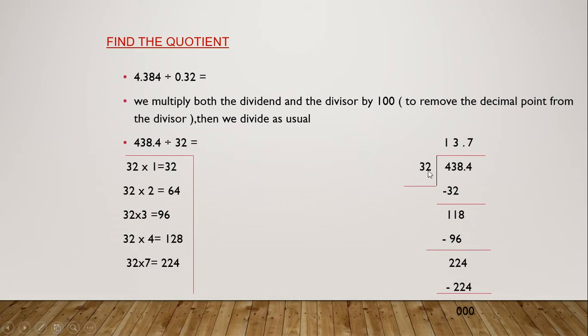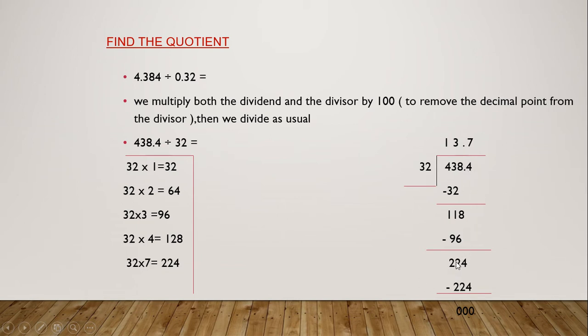118 divided by 32. What in the table of 32 equals 118 or closest to it? Then check in the table of 32. 32 times 3 is 96, 32 times 4 is 128. 128 is more than 118, so I will take 32 times 3. Then 3 times 32 equals 96. Subtract: 8 minus 6 is 2, 11 minus 9 is 2. I have here a decimal point. Move the decimal point to the quotient and drop the next digit, which is 4.